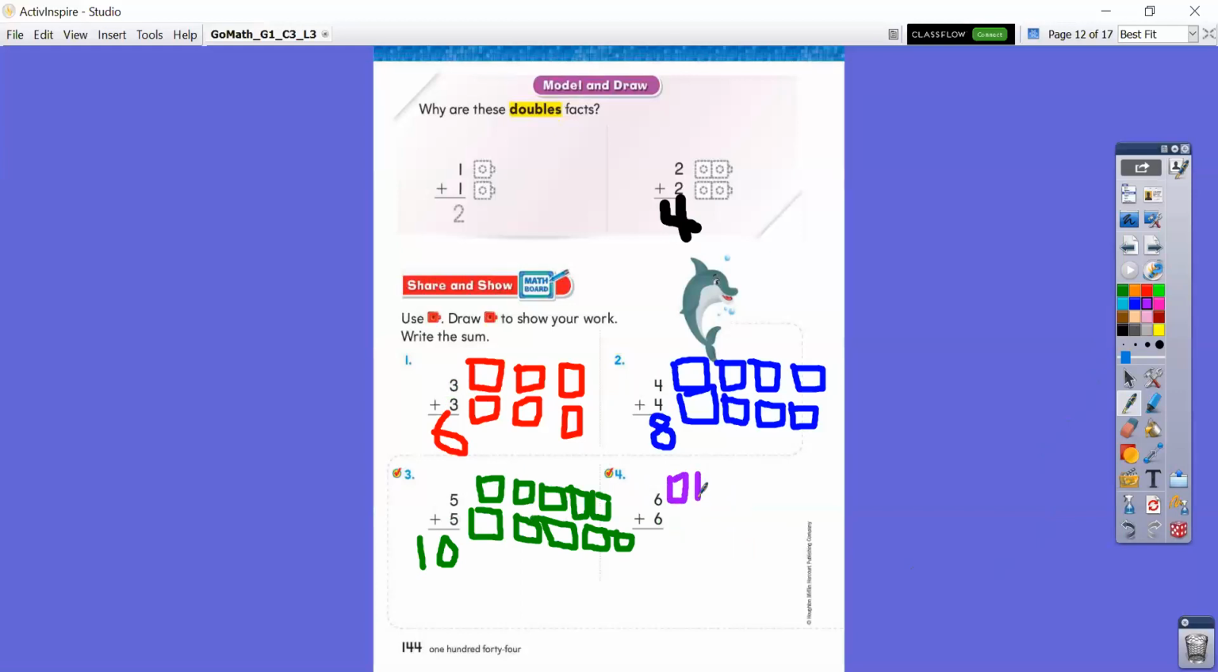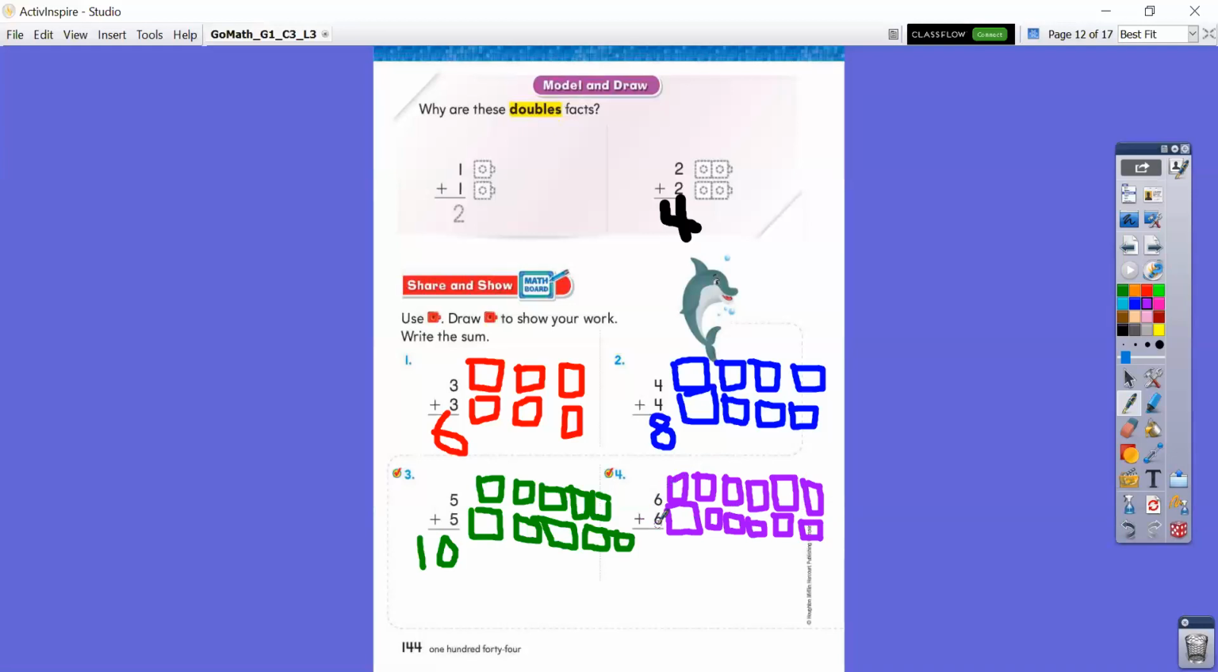1, 2, 3, 4, 5, 6. For our top number, now we're going to do exactly the same thing down here to make it a double. 1, 2, 3, 4, 5, 6. So here we have our doubles fact.